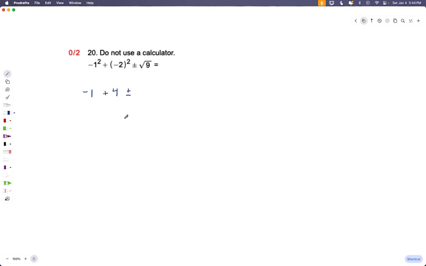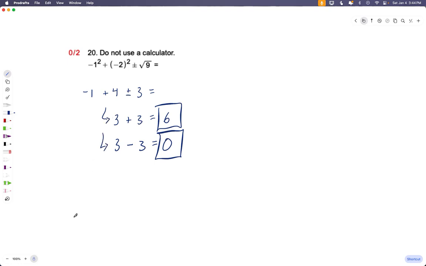Plus or minus the square root of 9. So that is going to be plus or minus 3. So what we have here is negative 1 plus 4, which is going to be a positive 3, plus 3 is going to equal 6, minus 3 is going to equal 0. So those are your two answers, 6 and 0, because you have to do it one time for the plus and one time for the minus. So that's what that is. You take this number in the front and do plus 3, then you do minus 3.